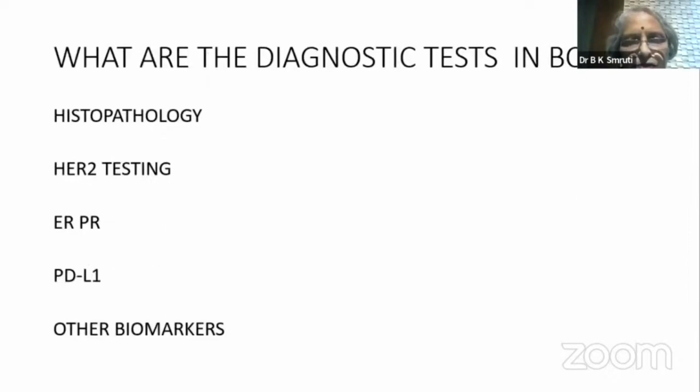So what are the diagnostic tests in breast cancer? So coming to the histopathology, HER2 testing, ER/PR, PD-L1, and other biomarkers. Now, coming to Dr. Gurudutt, who is our pathologist on the panel, I would like to straight away come to the HER2 testing. Dr. Gurudutt, are you there?